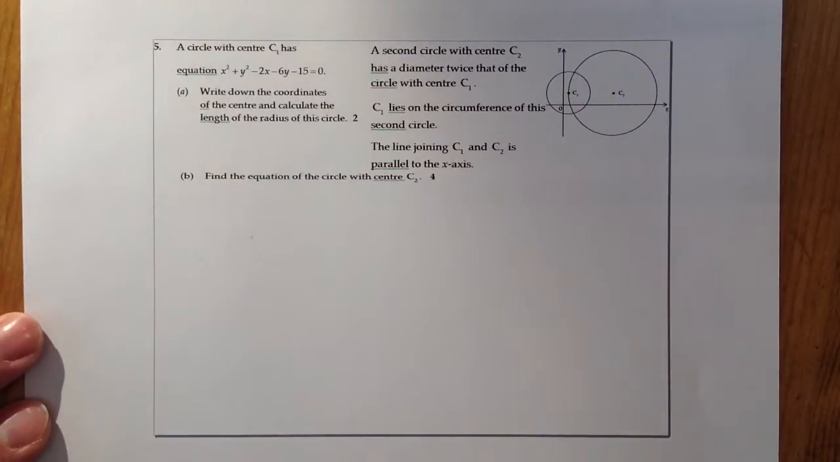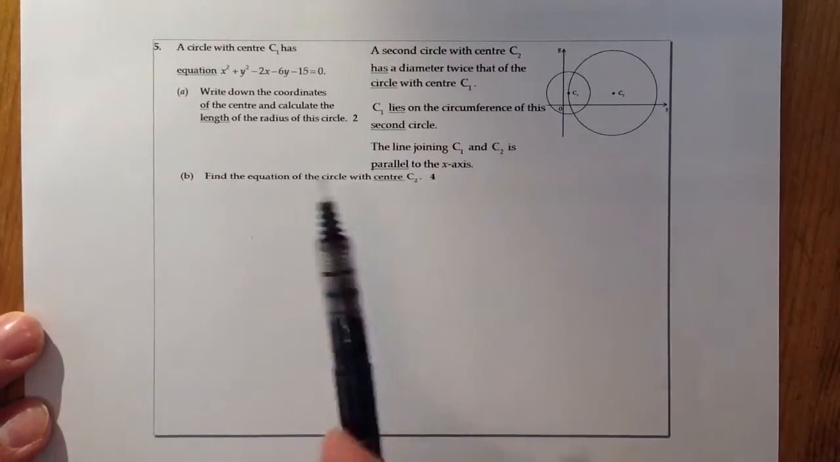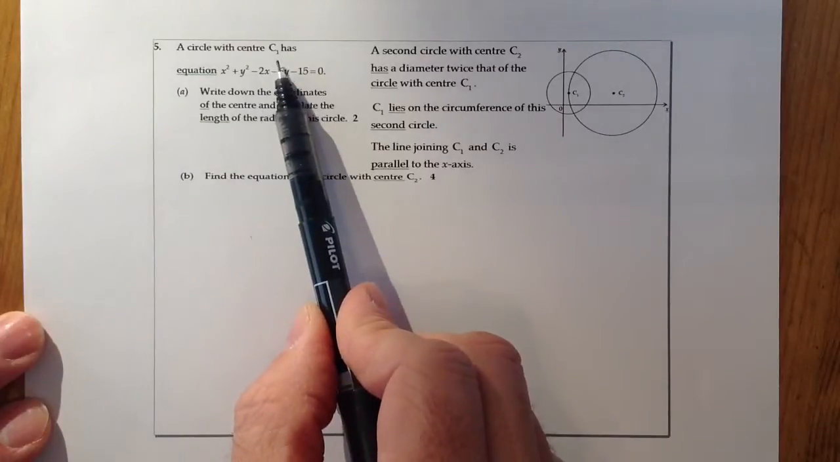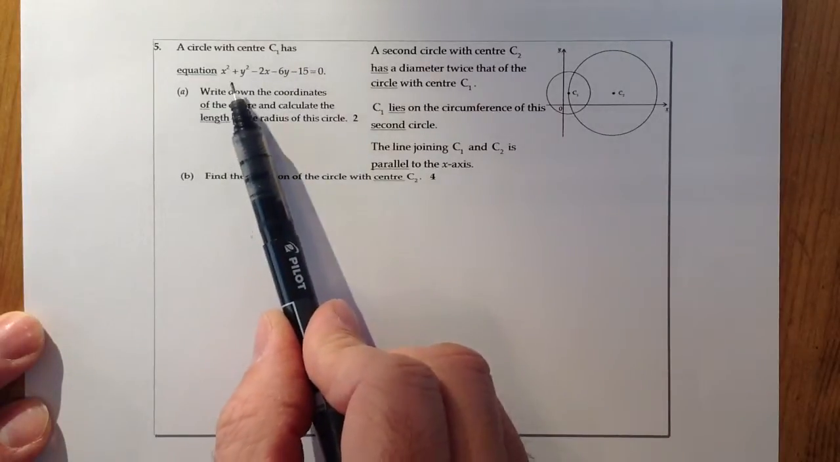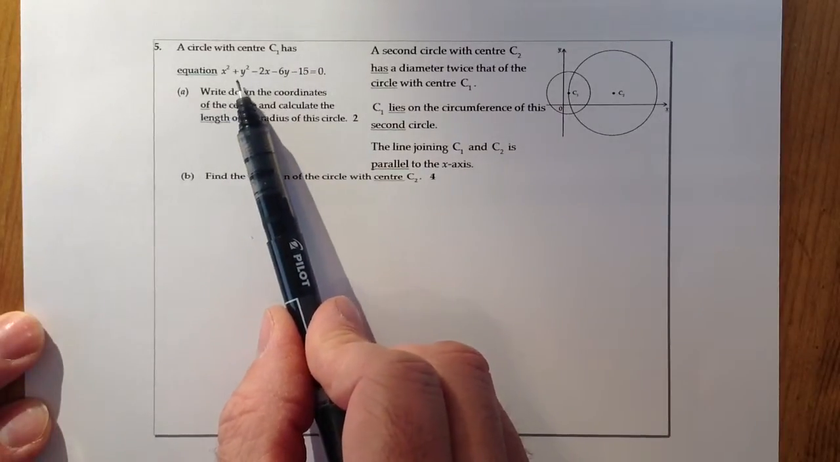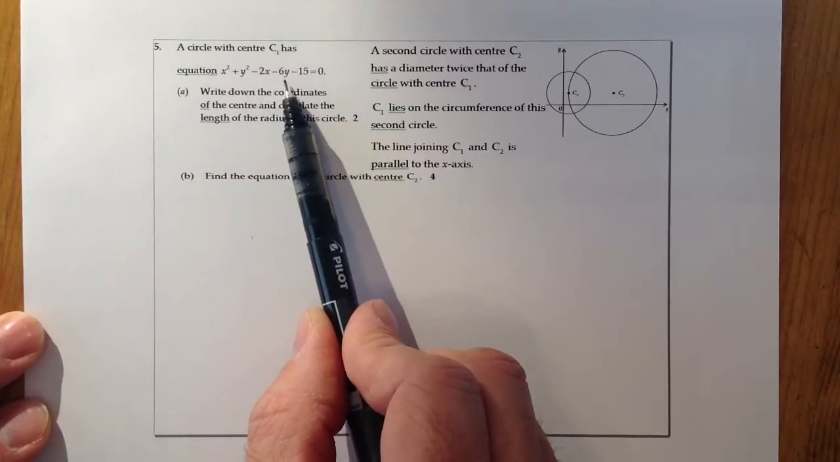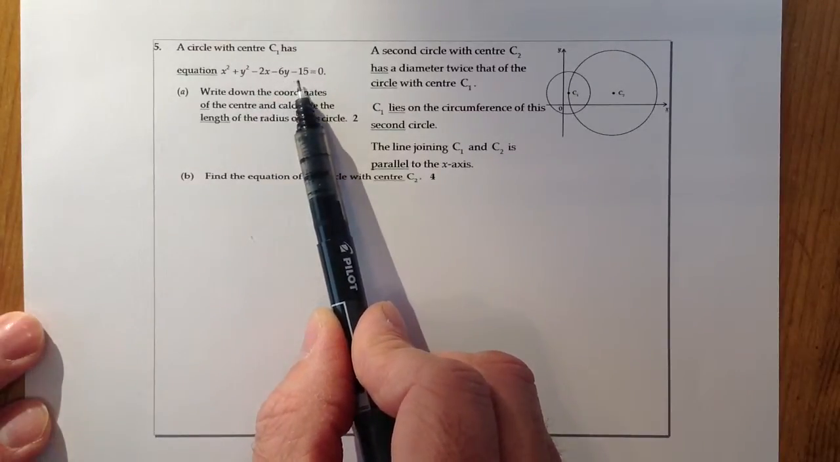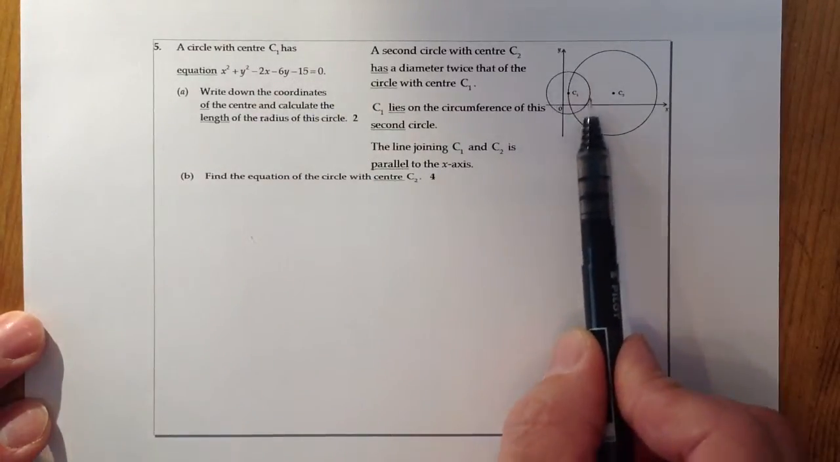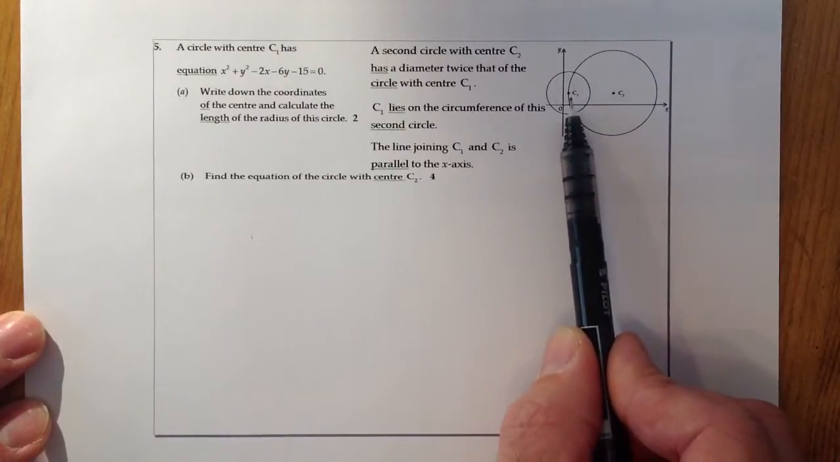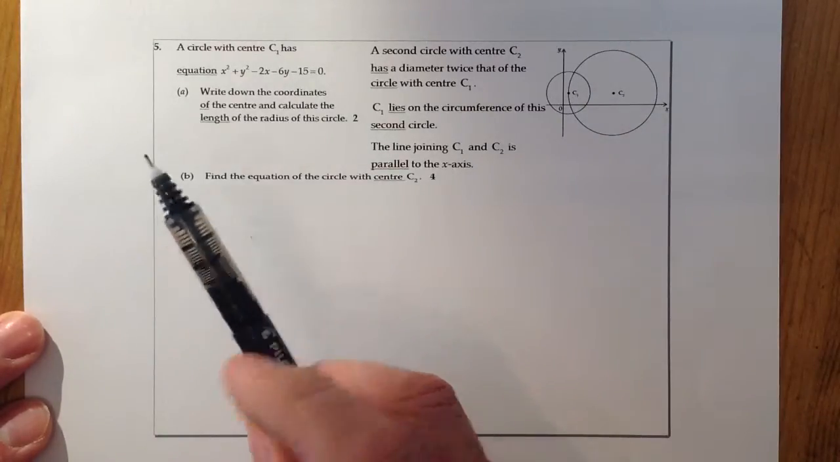This is Higher Maths, practice paper D, and we're looking at question 5 in the calculator paper. A circle has centre C1. The equation is x squared plus y squared minus 2x minus 6y minus 15 equals 0. That's the small circle that we're talking about here, with the centre C1.